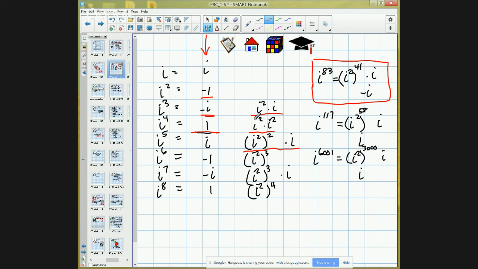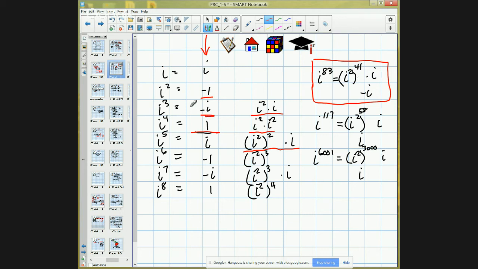Pure torture? Isn't that just i squared 41 times? That would give me what? 82 i's. And then another one gives me 83. Well, what's i squared? -1. And what's -1 41 times as a factor? -1. Oh, and -1 times i is -i.